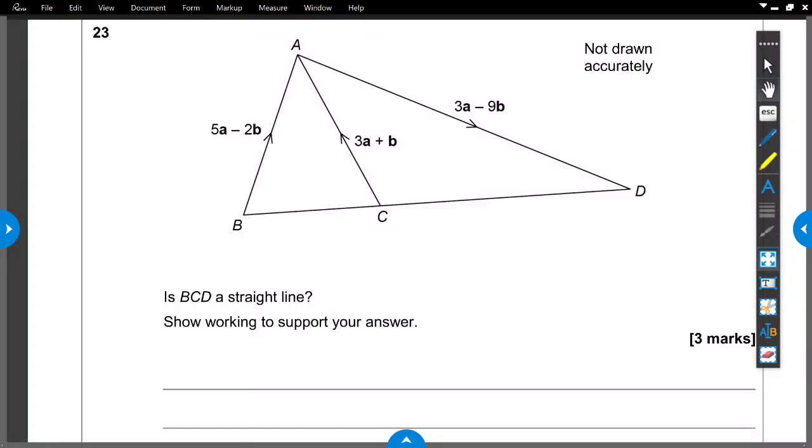If BCD is a straight line, then both of these must be in the same direction. If I had a line going that way and then a line going this way, it's not straight, they're going in different directions. So they must be a multiple of the same vector.